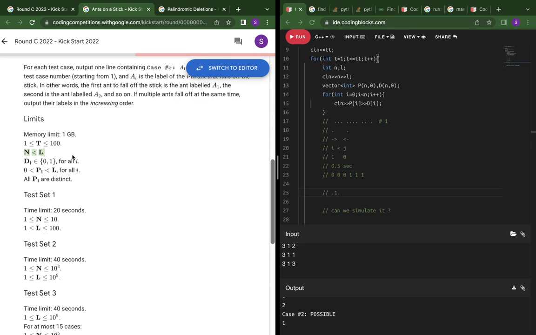So n is less than L, so n is less than the length of the stick, of course.